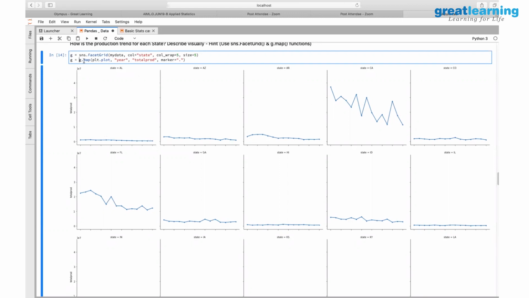Now through that G, I am mapping a plot between year and total production. The year is on the x-axis, total production is on my y-axis. So I know per year what is coming up, and the marker is dot, which is nothing but these dots that you are seeing here. The plt.plot that we used is the plot created here. We are plotting that, passing that to G, which will put that into the facet grid that we created. The data gets mapped into this particular one.